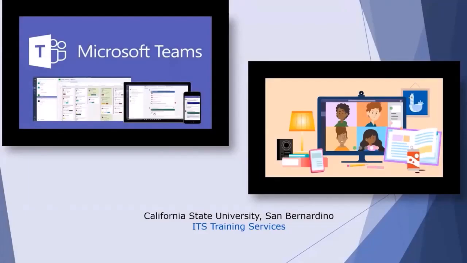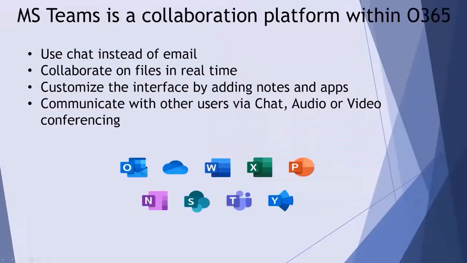Microsoft Teams is a collaboration platform within Office 365. Teams can help you stay organized, connected, and get things done more effectively. You can use the chat feature instead of email to collaborate on files in real time. You can customize the interface by adding notes and applications. And you can communicate with others via chat, audio, or video conferencing.